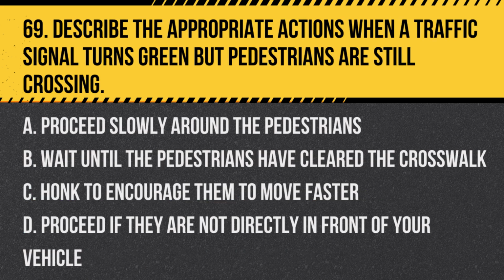Question 69. Describe the appropriate actions when a traffic signal turns green but pedestrians are still crossing. A. Proceed slowly around the pedestrians. B. Wait until the pedestrians have cleared the crosswalk. C. Honk to encourage them to move faster. D. Proceed if they are not directly in front of your vehicle. Answer: B. Wait until the pedestrians have cleared the crosswalk. Drivers must ensure the crosswalk is clear before proceeding.